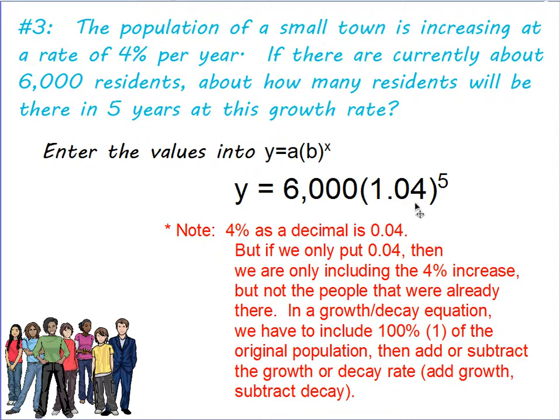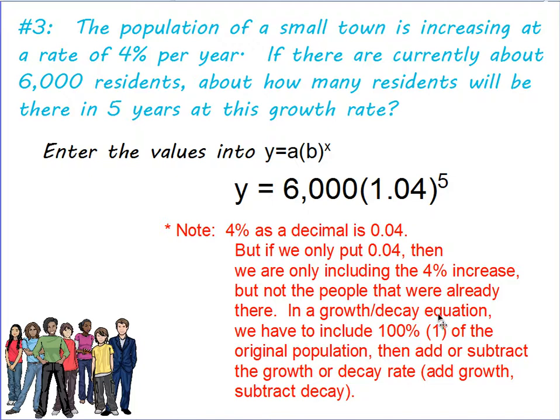What's different though is take a look at my rate. 4% as a decimal is 0.04. But if I put 0.04 in as my increase rate, that's only going to tell me 4% of the population. When your rate is a percent, we have to include the 4% increase on top of the 100% of the population that was already there.